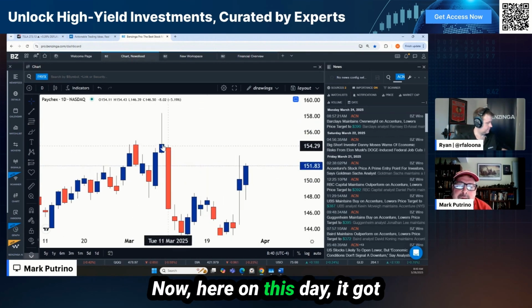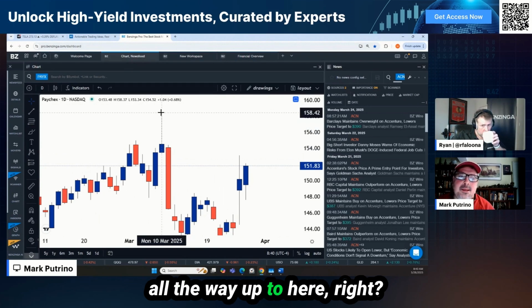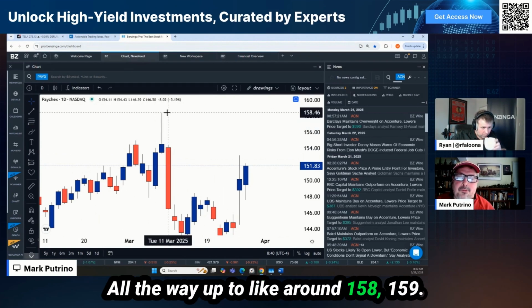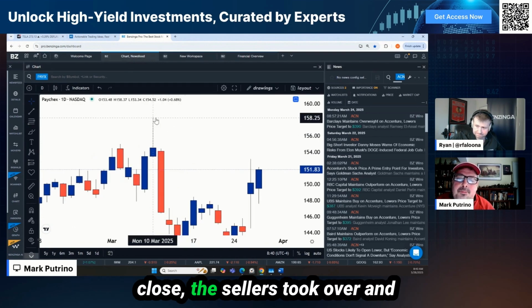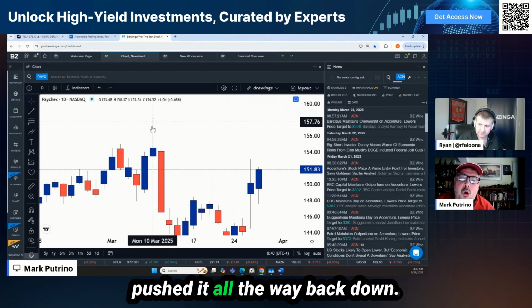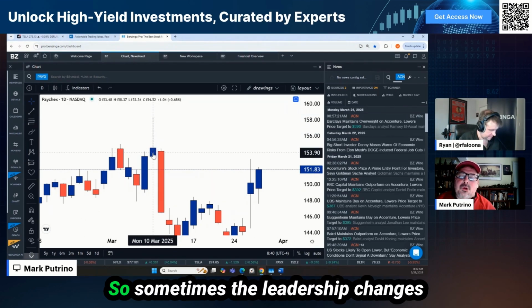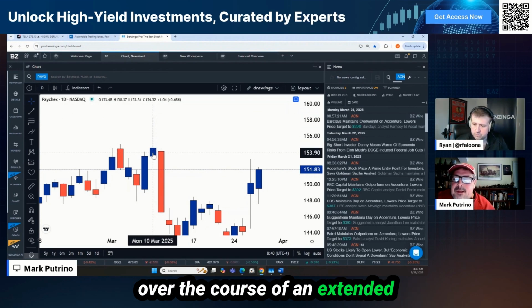Now, here on this day, it got all the way up to here, right? All the way up to around 158, 159. But what happened by the close? The sellers took over and pushed it all the way back down. So sometimes the leadership changes over the course of an extended period of time.